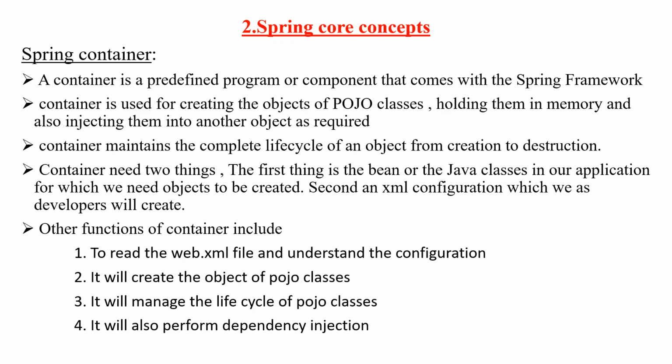What is the life cycle of an object, guys? Starting from creation until destruction, there is a life cycle for every object. That life cycle is also taken care of by the container itself. The container will create an object, take care of the life cycle, and also perform something called dependency injection. For example, if an object requires some data during runtime, that data will be injected during runtime using the container only.